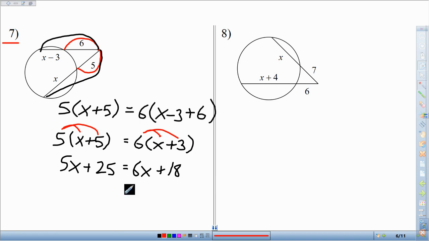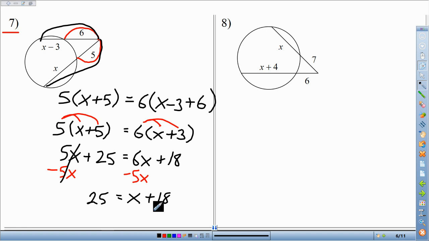Okay, next thing I notice is we have variables on both sides. We need to get them to the same side. Just remember, we can move either one of these, the 5x or the 6x. We get the same answer. Okay, I'm going to move the 5x. Okay, so they're gone over here. I have a 25 on the left. On the right, 6x minus 5x. I got a 1x, or just x, plus 18.